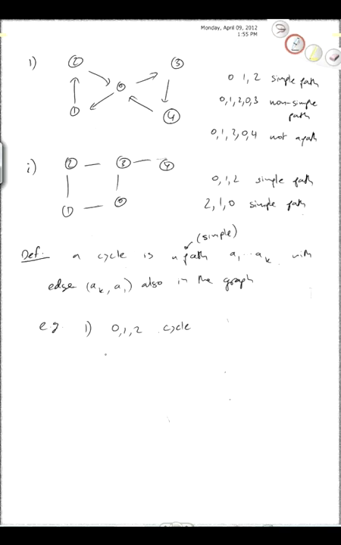So let's take a look at another example. What about 0, 1, 2, 0, 3, 4? Again, in this first graph. Well, 0, 1, 2, 0, 3, 4, that's a non-simple path because it repeats node 0. And then 4, 0 is in here. So this is not a cycle because it's not a simple path.